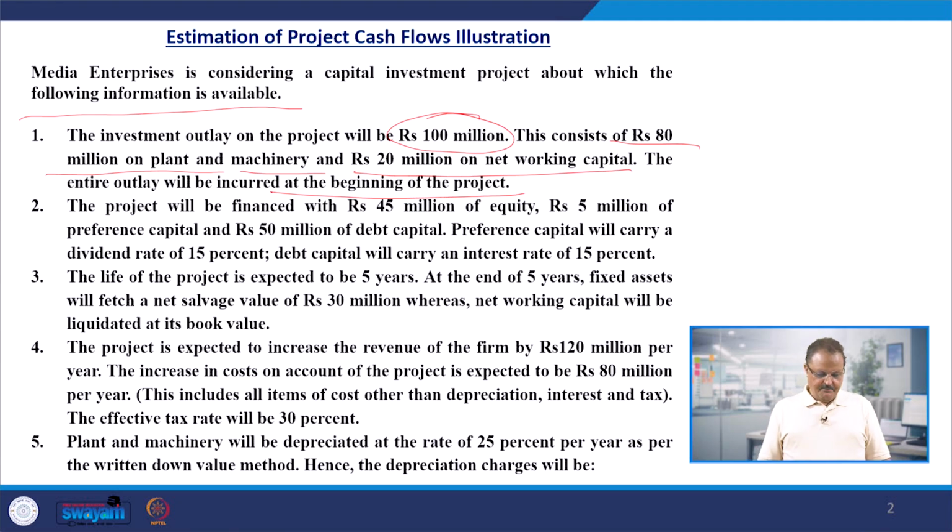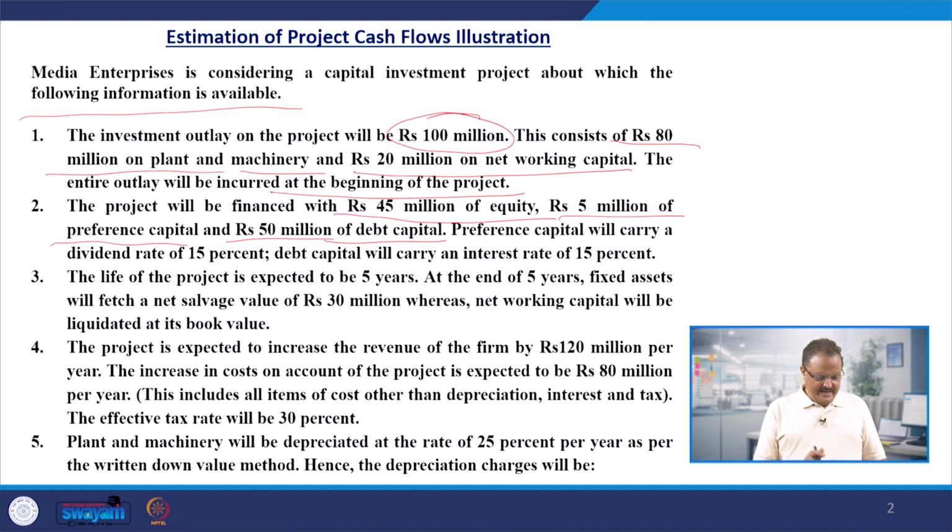Number two, the project will be financed with 45 million of equity. Now these are the sources of funding: 45 million of equity, 5 million of preference capital and 50 million of debt capital. So it means the total requirement is 100 million. 45 million will come from the equity shareholders, the real owners of this project. 5 million will come from the preference shareholders and 50 million will come in the form of external funds, which will be borrowed funds in the form of debt.